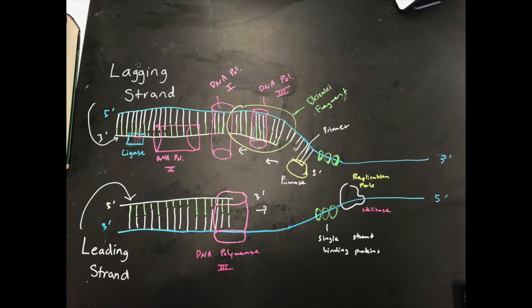Another enzyme called DNA polymerase 2 moves along the strand in the 3' to 5' direction and proofreads the newly synthesized strand.